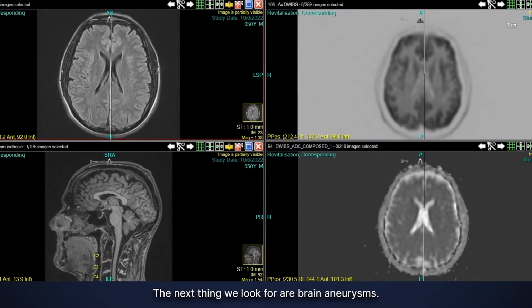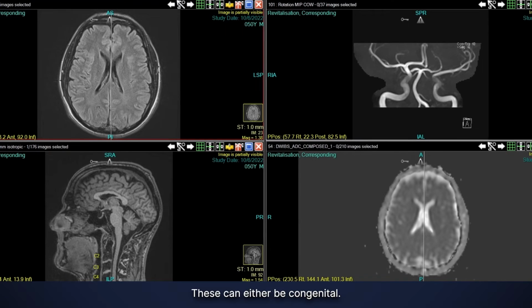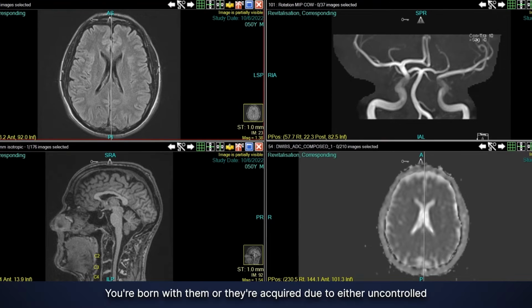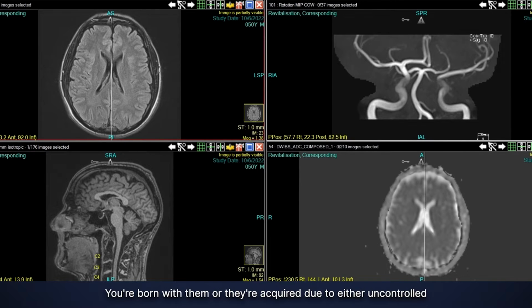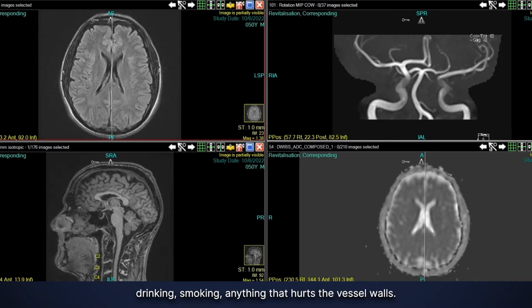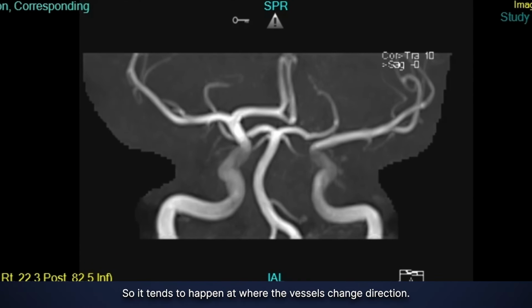The next thing we look for are brain aneurysms. These can either be congenital, you're born with them, or they're acquired due to either uncontrolled blood pressure, drinking, smoking, anything that hurts the vessel walls. And what happens is the wall becomes weak. So it tends to happen at where the vessels change direction.